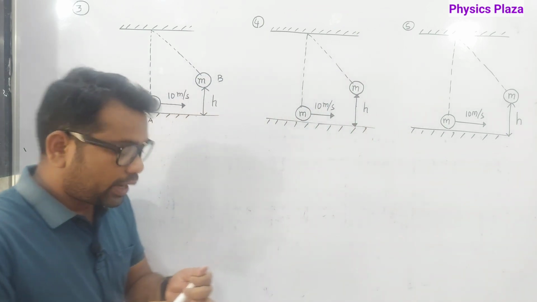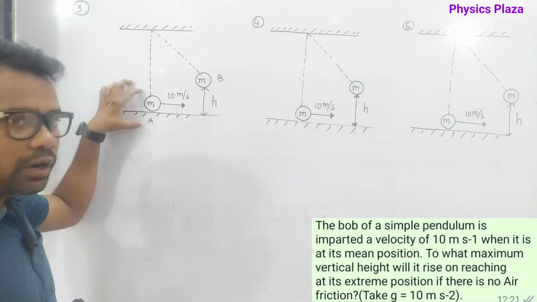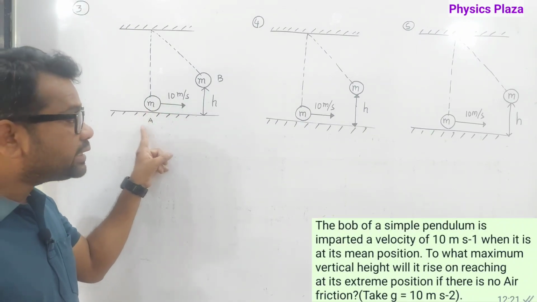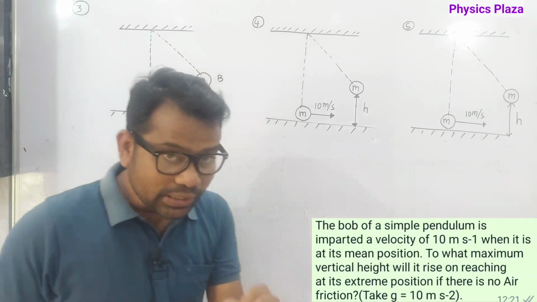See children, this is the third question. It is given that a body of mass m is given a velocity of 10 meter per second, so that it is raised to a height of h, and we have to find the height h. But here the thing is that what?